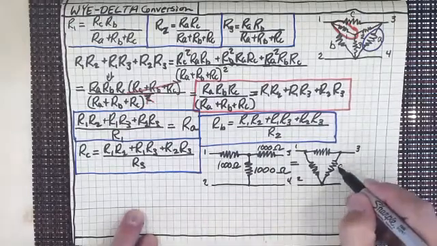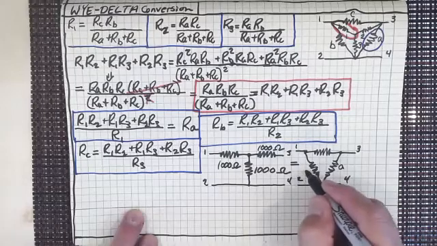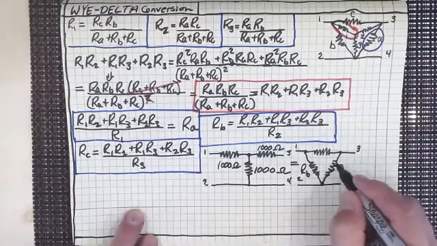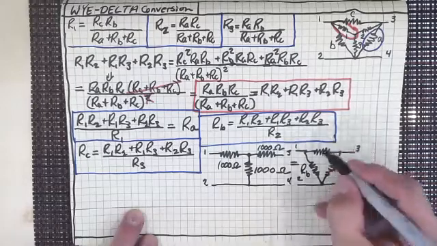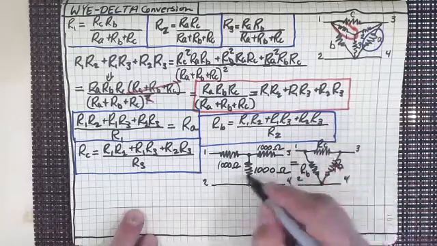What is R sub A? What is R sub B? I probably should have put the R's in there. What is R sub A? What is R sub B? And what is R sub C?